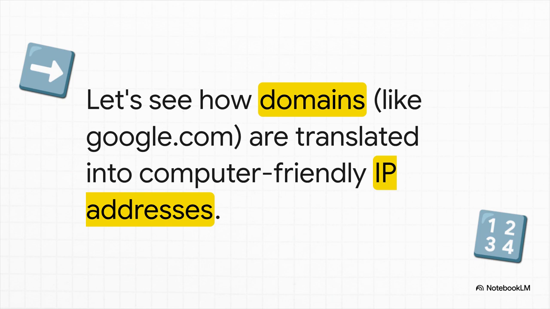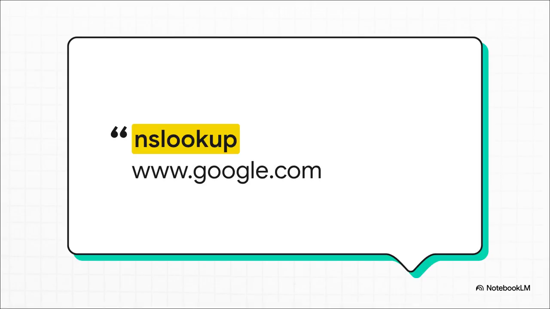Layer 4, the application layer. One of its most critical jobs is translating the human-friendly website names we use into the numeric IP addresses that computers understand. That whole process is called DNS. We can test this directly with a command called nslookup, and then just follow it with any website. Let's use www.google.com. This is just like looking up a name in the internet's giant address book.